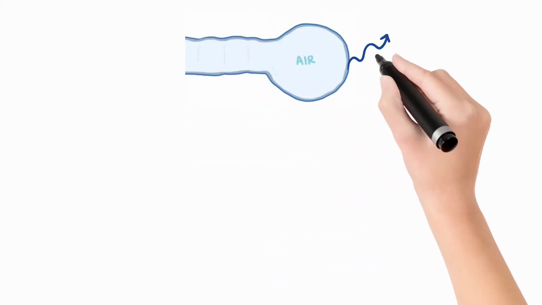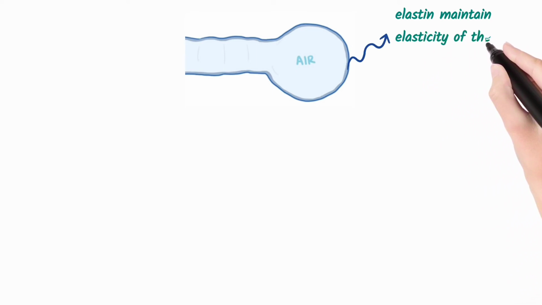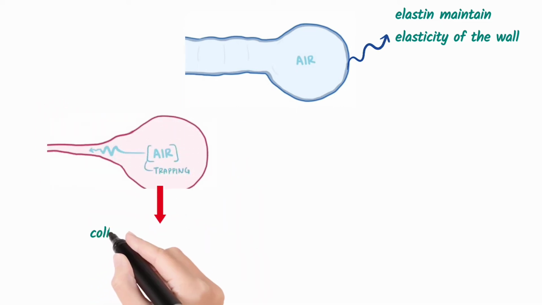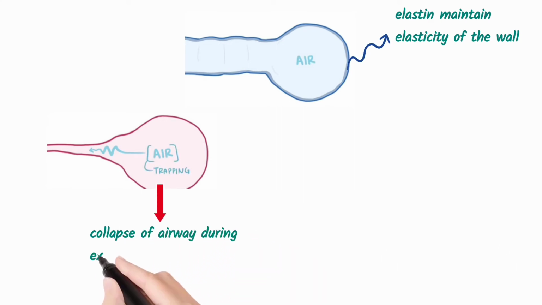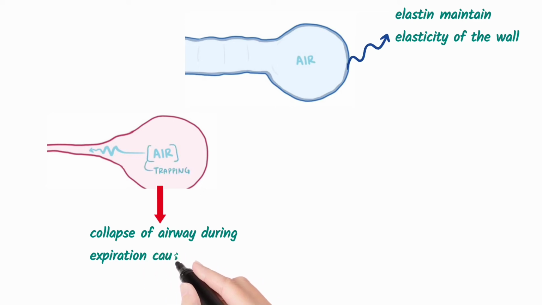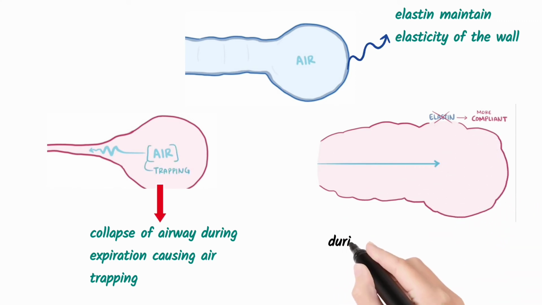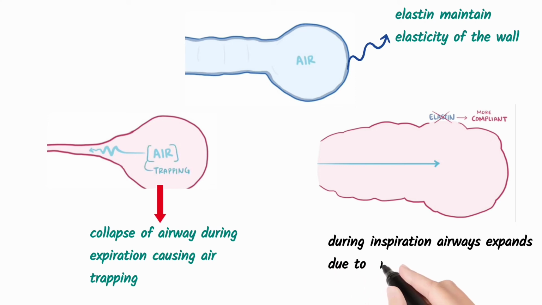Once again, we will discuss the pathology. Elastin maintains the elasticity of the alveolar wall. Once elastin is destroyed, during expiration, respiratory ducts can collapse and this results in air trapping inside the alveoli. During inspiration, overinflation of the alveoli can occur due to increase in compliance.